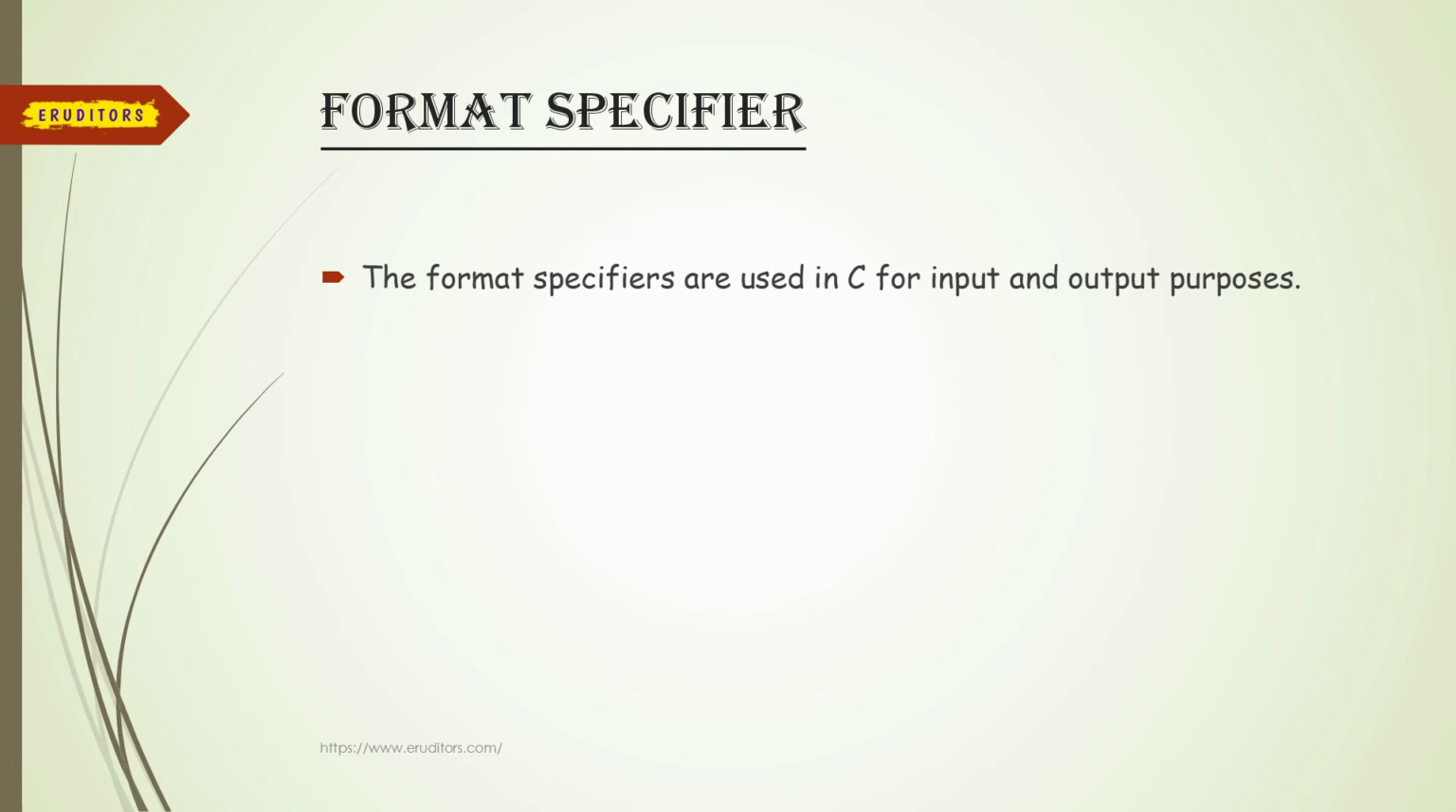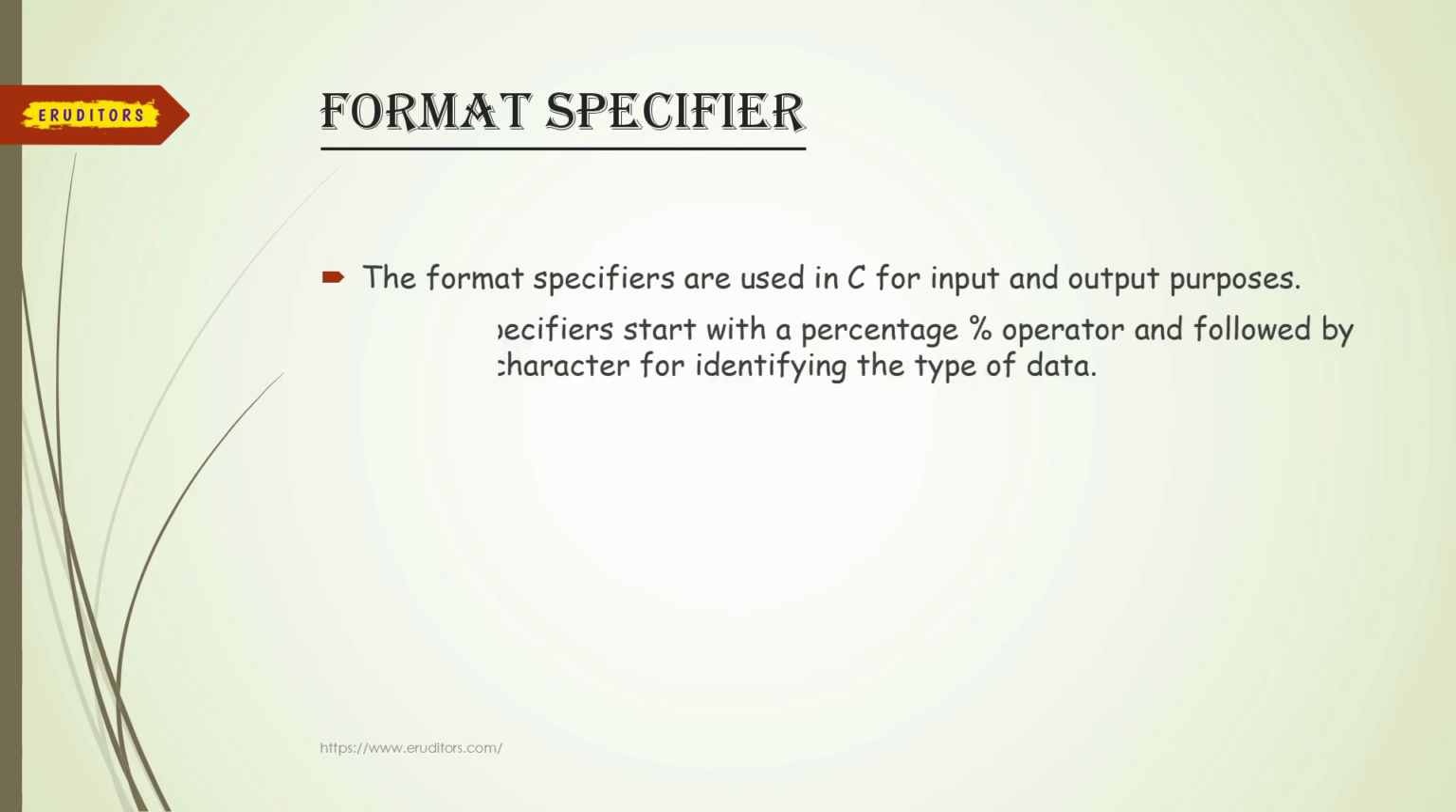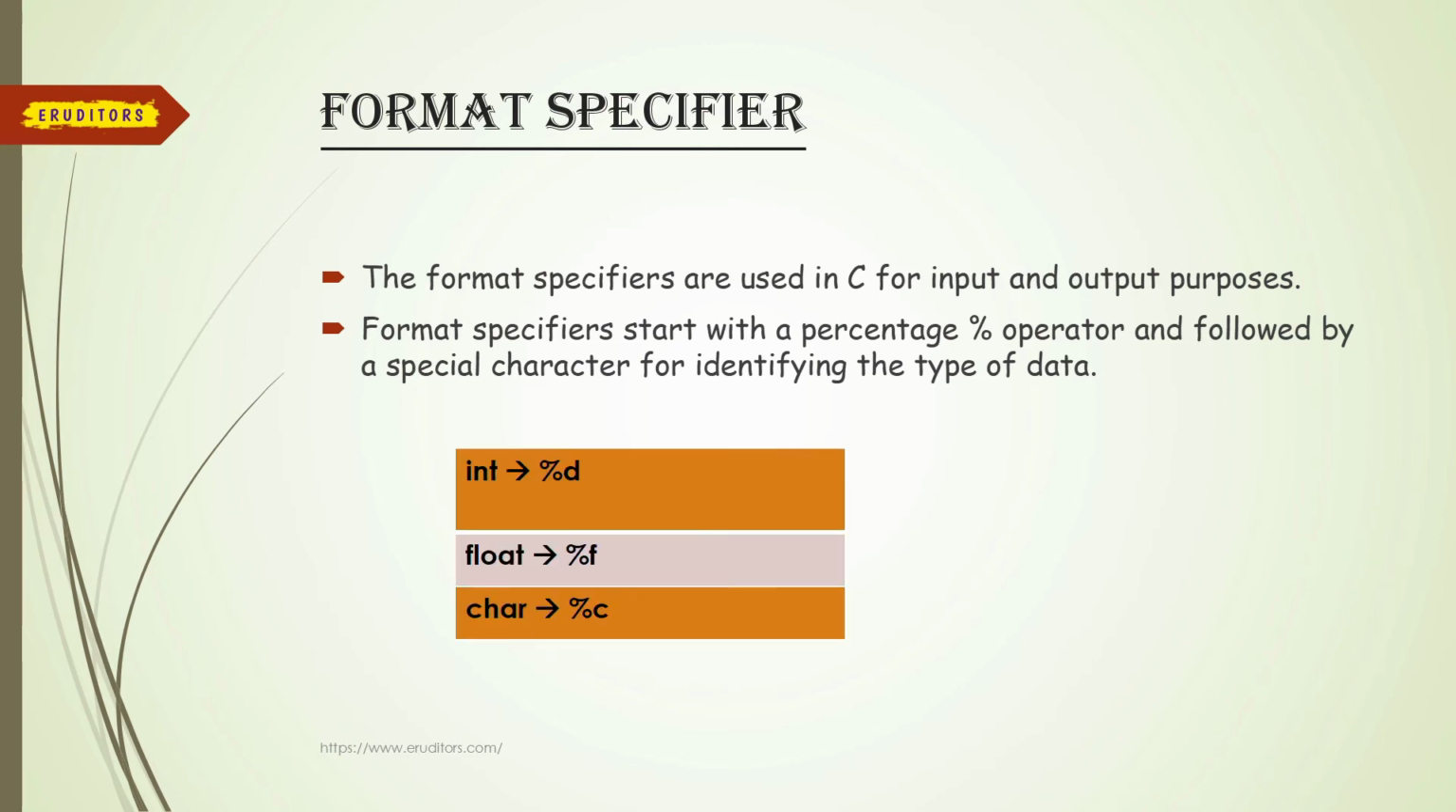Like we used the printf function in our previous video to print hello world or anything you want to print within the quotation in the printf function. As you can see, format specifiers start with a percentage sign or modulo operator followed by a special character for identifying the type of the data. Here is a list of format specifiers. %d is used for the integer, %f for float, and %c for the character data types.